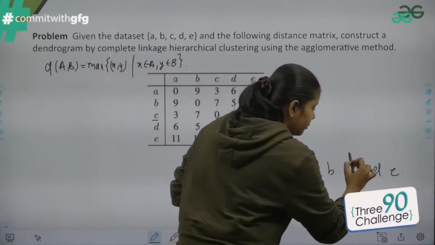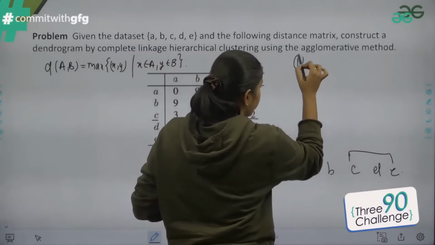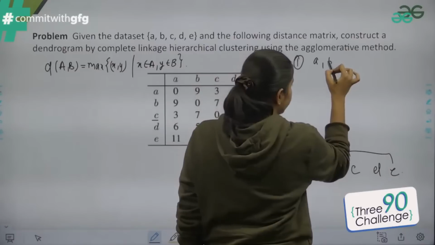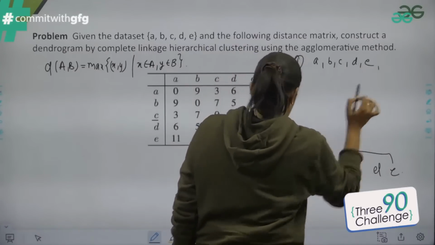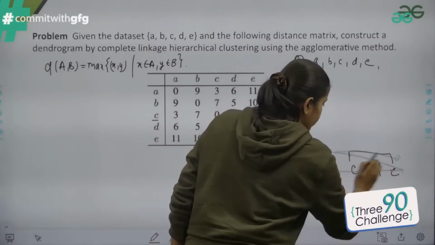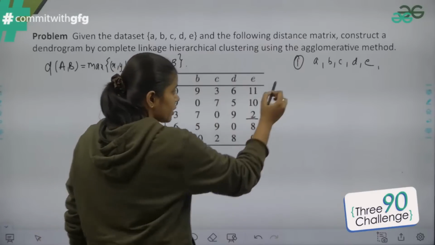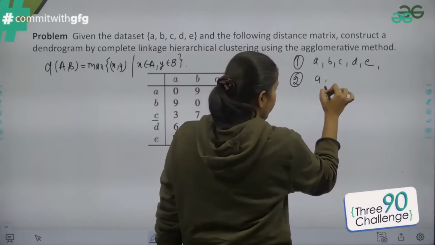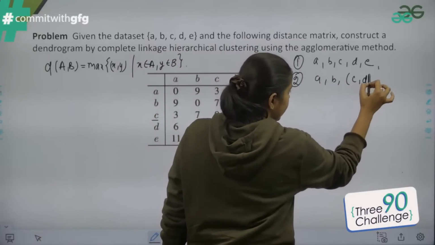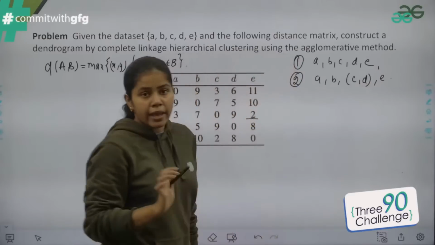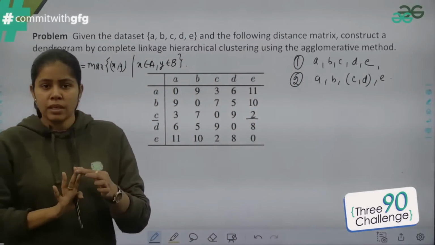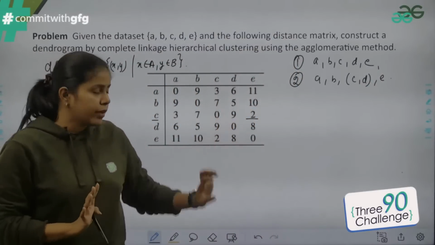So I'll join them. That means in the first step, I have all these points A, B, C, D, E, and I'll draw this dendrogram. First of all, I'll show you the steps. In the second part, what would happen? A, B, and C and D get connected. Now I have only 4 groups, because C and D have minimum distance.